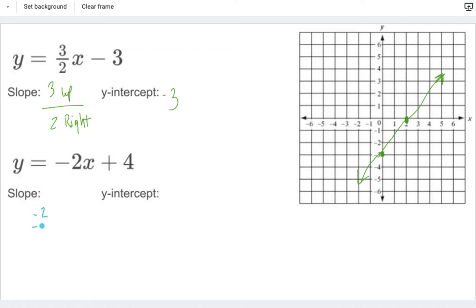The second line we have is y equals -2x plus 4. So a slope of -2 is the same as -2/1. So it's negative, so it's going down. And again, we always want to try to go to the right. And here the y-intercept is +4. So on the y-axis, we're at 4. We go down 2 and 1 to the right. And then we draw our line.